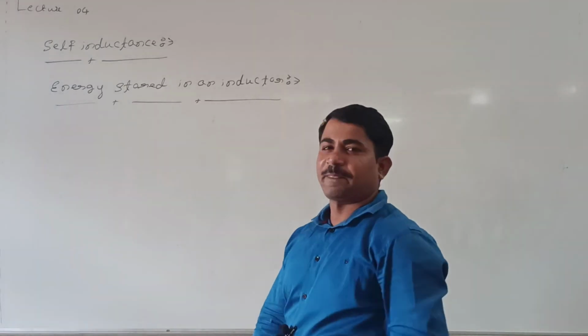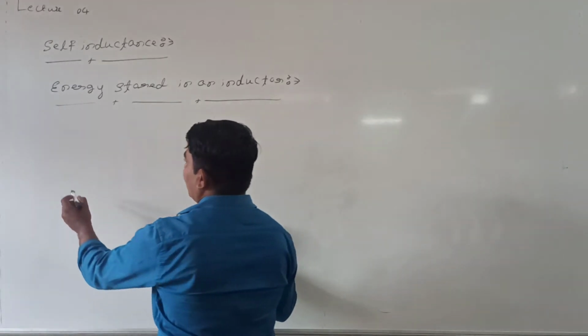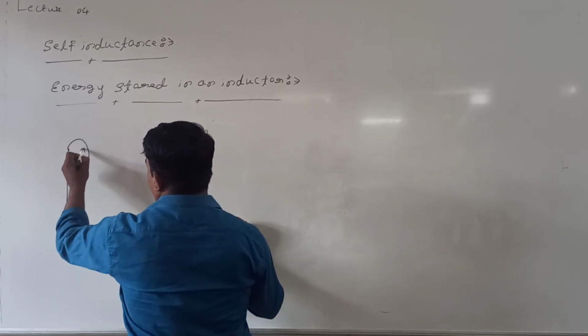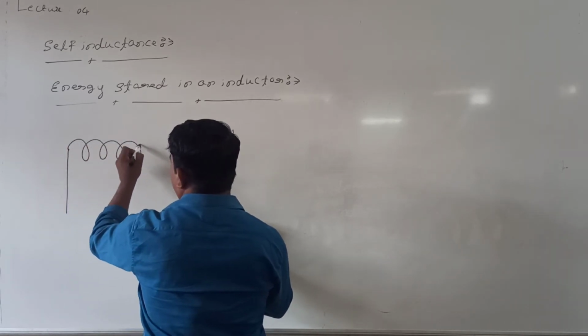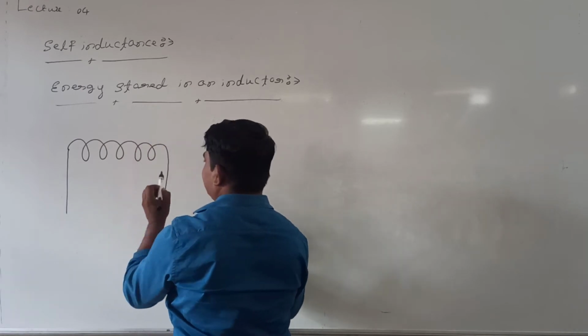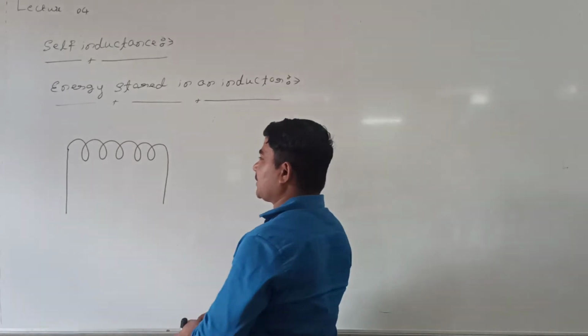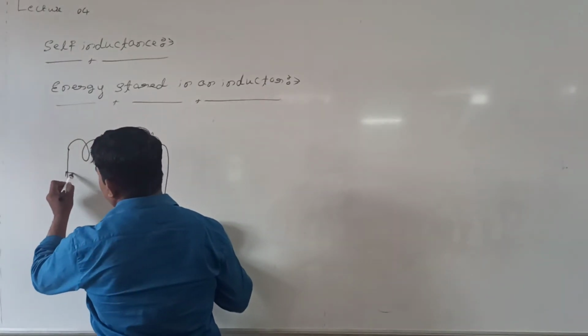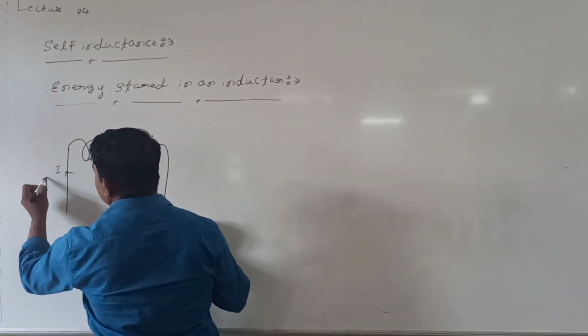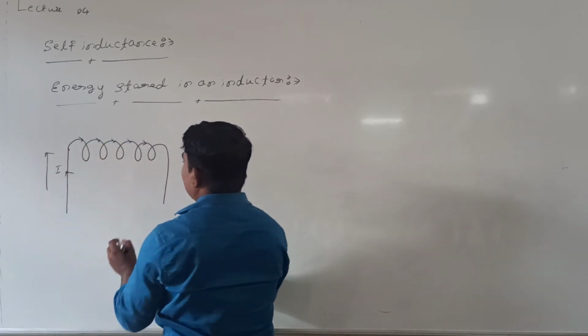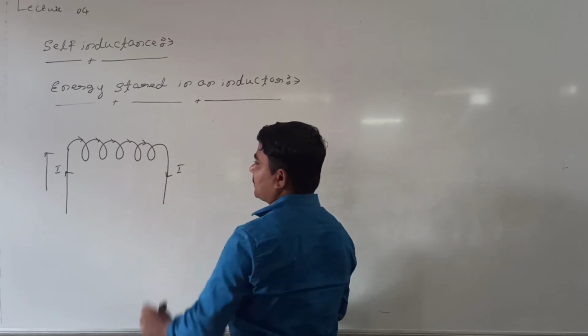Again, shall I take a coil? The coil with many turns, which I can call a solenoid. In the solenoid, consider that this much amount of current increases. The direction of current must be like this.